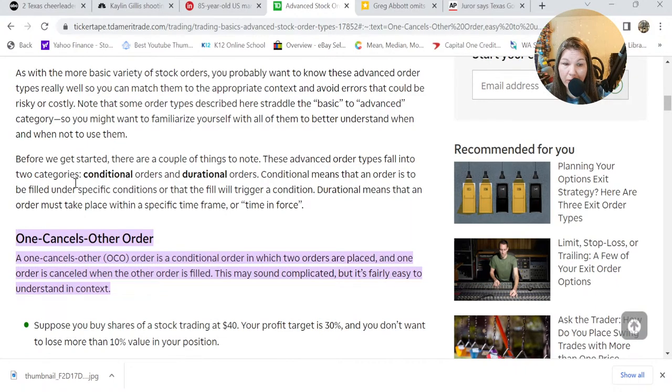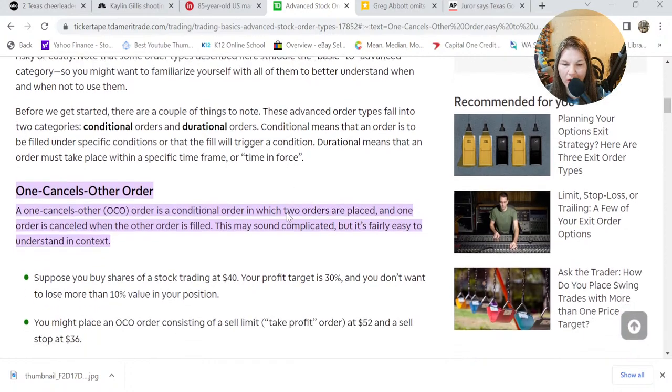These advanced order types fall into two categories, conditional orders and durational orders. Conditional means that an order is to be filled under specific conditions, or that the fill will trigger a condition. Durational means that an order must take place within a specific time frame or time in force.